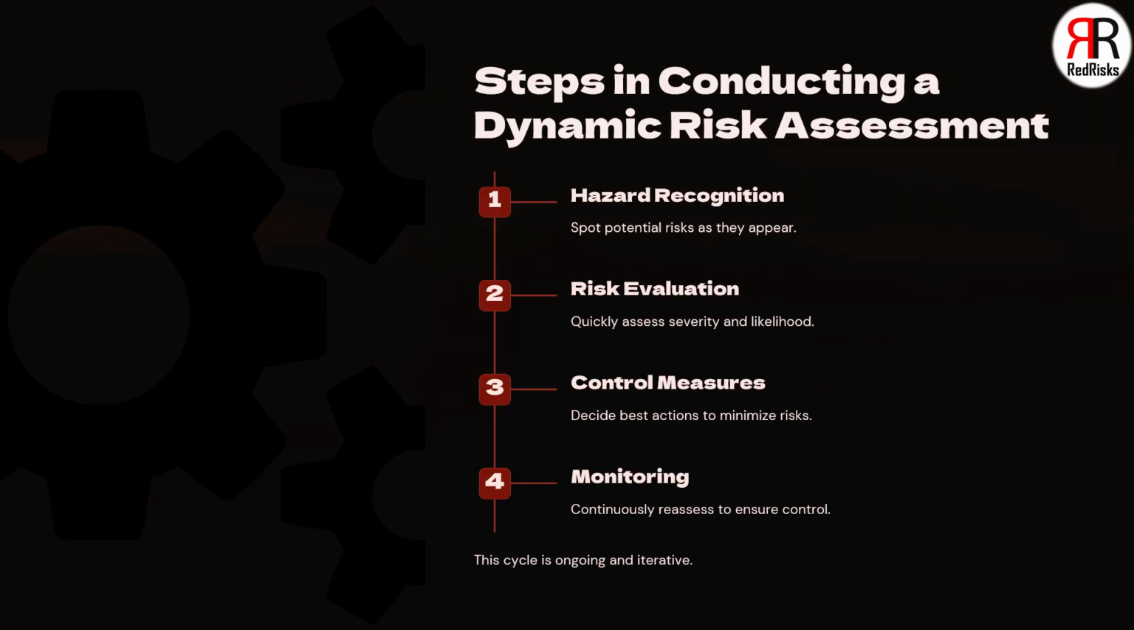Dynamic risk assessment involves 4 key steps. 1. Recognizing hazards, identifying potential risks as they emerge. 2. Evaluating risks, assessing their severity and likelihood. 3. Implementing controls, acting swiftly to mitigate or eliminate risks. 4. Monitoring continuously, ensuring ongoing safety by reassessing conditions. This cyclical process is essential in maintaining dynamic risk management.